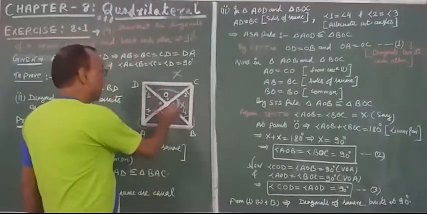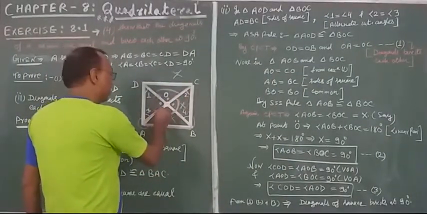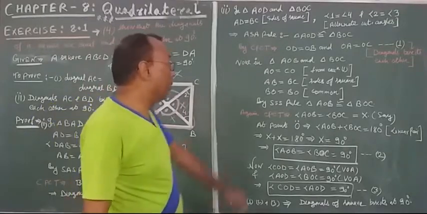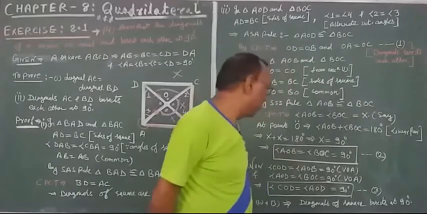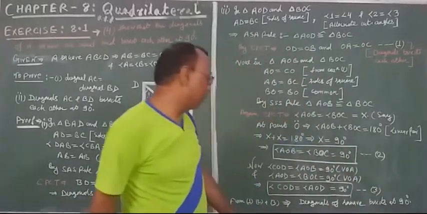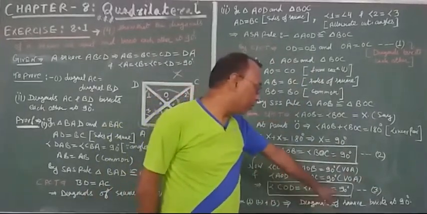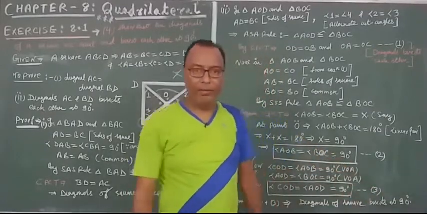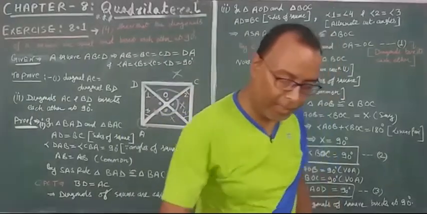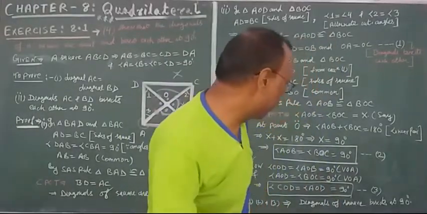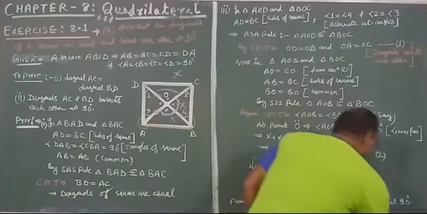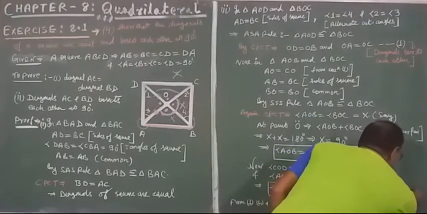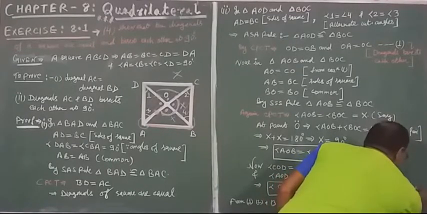All these angles are 90 degrees. So from equations first, second and third, we can conclude that the diagonals of a square bisect each other at 90 degrees. You can write: the diagonals of a square bisect each other at 90 degrees.